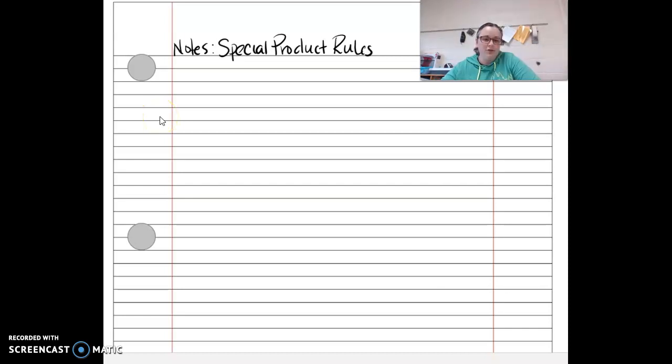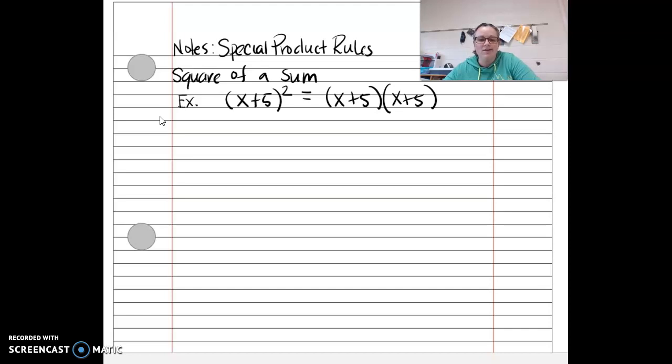Let's look at the first one that's called square of a sum. So, for example, if I were to give us the binomial x plus 5 and then I square it, we're looking at the square of a sum. And I know in the last video we kind of ended with something like this, but this is really saying I need to take the binomial x plus 5 and multiply it by itself. That's what that squared says.